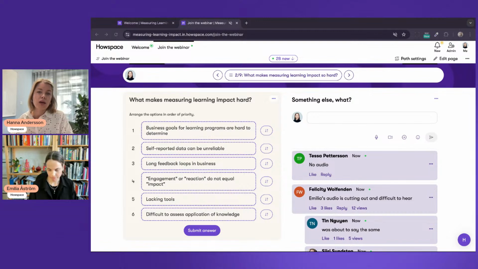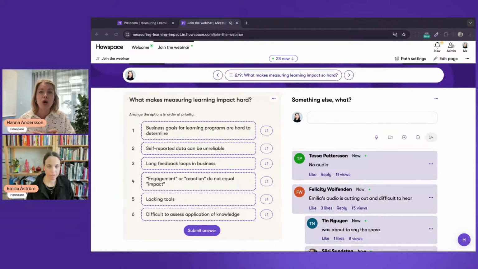There are often long and quite complicated, ambiguous feedback loops in business. It takes a long time to see business results from learning initiatives. And it's hard to attribute success to these learning initiatives specifically, especially if there's a long time before you can see the results.